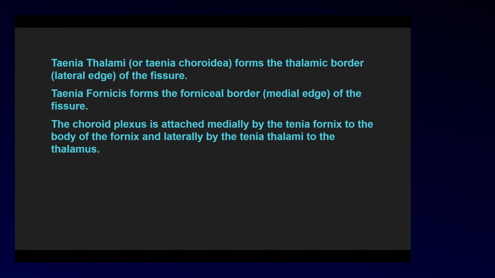Since we have done the anatomy, it's time to come back to the approach. Tinea thalami forms the thalamic border. It's just a fancy word to label where the choroidal fissure or the choroid plexus attaches to the thalamus. The thalamic border or the thalamic bank is the tinea thalami. The fornicial border is the tinea fornicis, and the choroid plexus is attached on both sides, medially to the tinea fornicis, laterally with the help of tinea thalami.